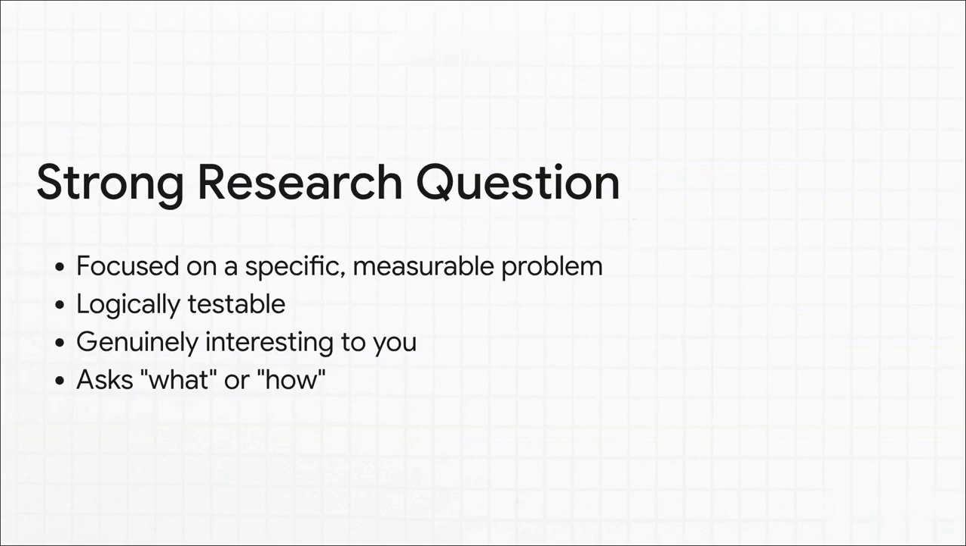There are kind of 4 golden rules here. Your question has to be focused and measurable. So not how do plants work, but something way more specific. It has to be something you can actually test in your school's lab. And this is a big one. It should be genuinely interesting to you. You're going to be spending a lot of time on this topic. And finally, the best questions usually start with what or how.